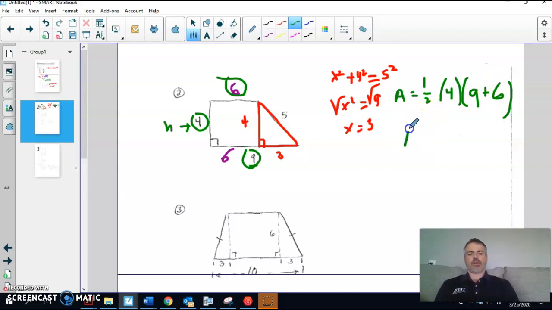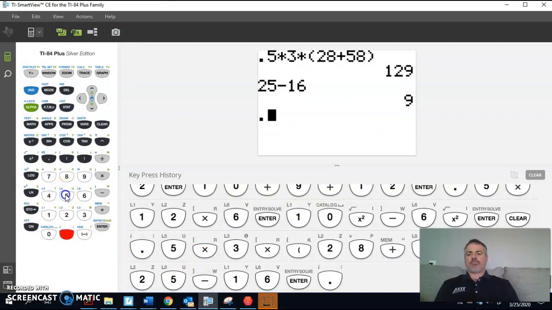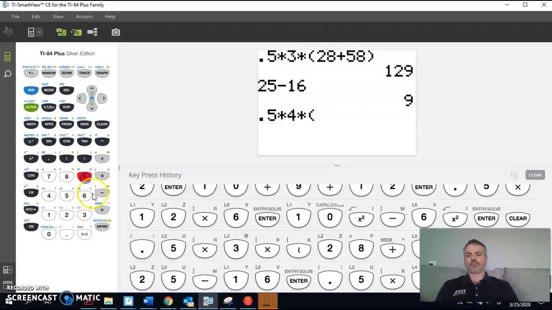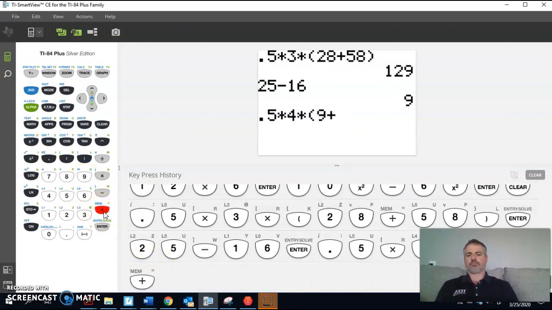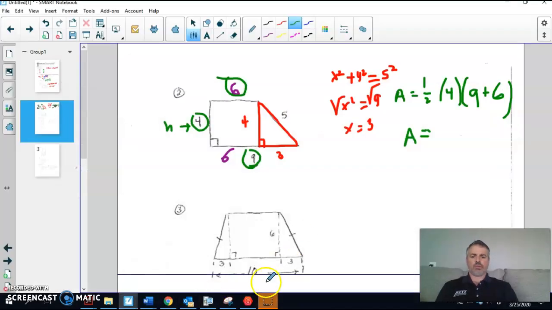So again, I could plug all that into my calculator. .5 times 4 times, what was it? 9 plus 6. And that's equal to 30 then. So the area of this is 30. You could fit 30 little squares on the inside of that shape. 30 units squared.